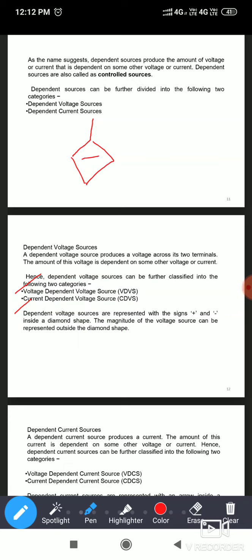As it is a voltage source, the symbol must be plus minus. It may be like this. It just denotes the polarity, how it is connected in the circuit. So this is a voltage source, this is also a voltage source, both are dependent voltage sources. But on which parameter the value of this voltage source depends? If it depends on the voltage, then it is called voltage dependent. If it depends on the current, then it is called current dependent.